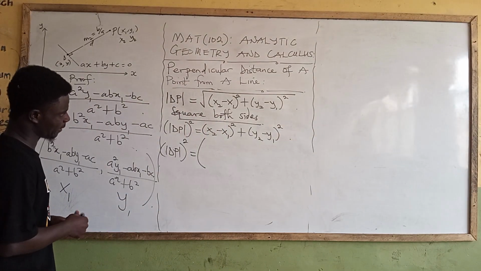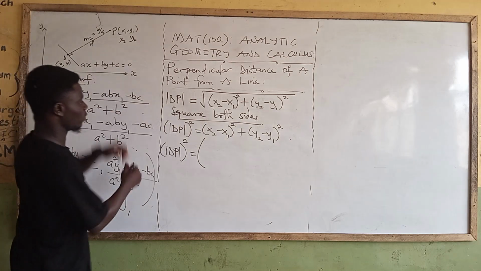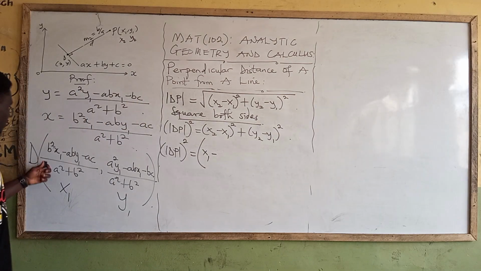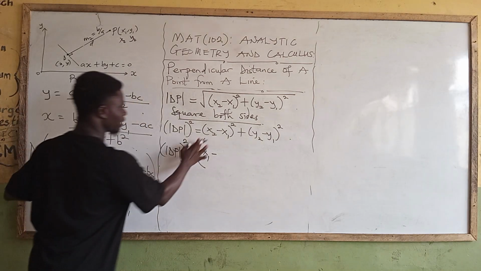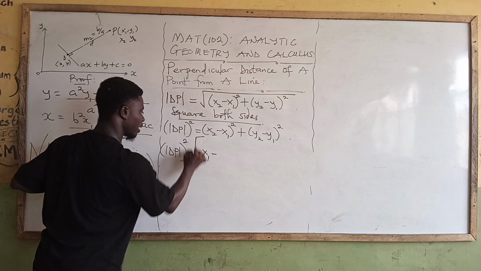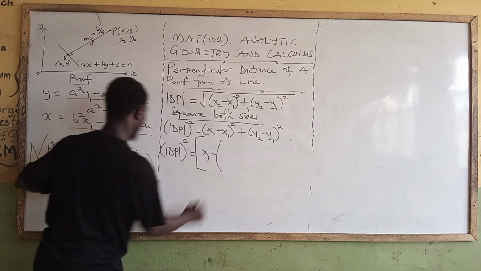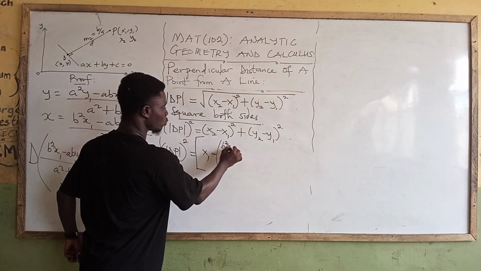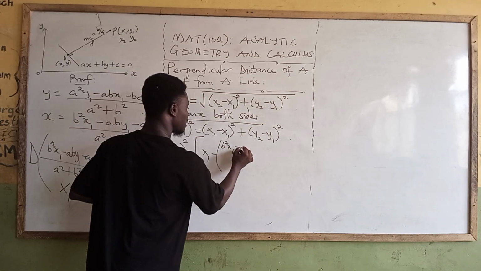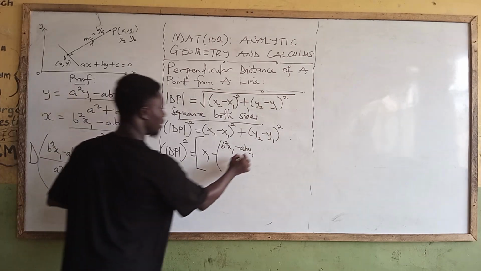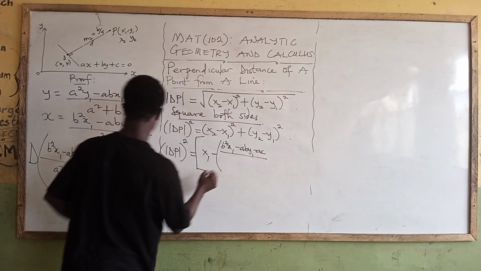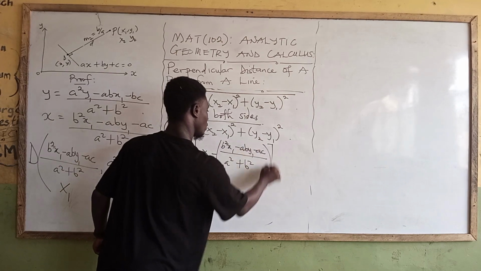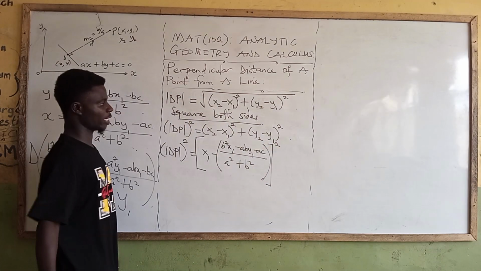Alright, so now let's see. Our x2 minus x1 is this, the whole of that. Don't forget, let me bring our square bracket here. So minus, I bring my big bracket, which is B squared x1 minus ABy1, then minus AC, all divided by A squared plus B squared, all squared. So we get it.